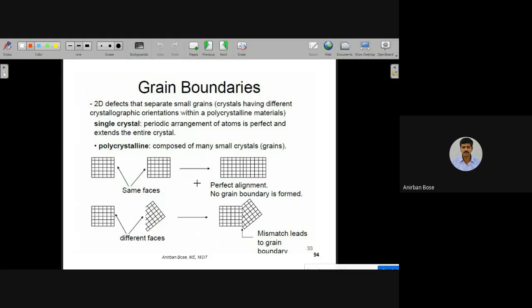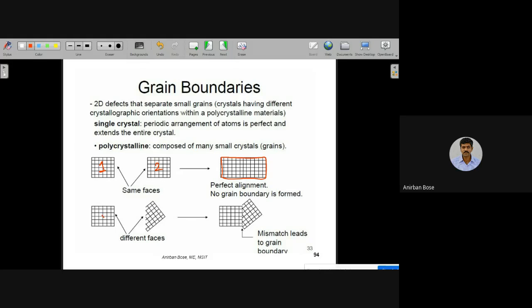Now you see the different situations. Suppose this is grain 1 and this is grain 2, and if they grow gradually and ultimately form this kind of situation, then between grain 1 and grain 2 you do not find any difference in orientation. So actually this is not polycrystalline in that sense. If this is the only material, this will be a single crystal.